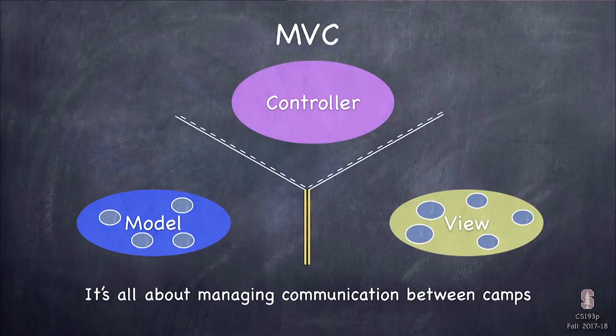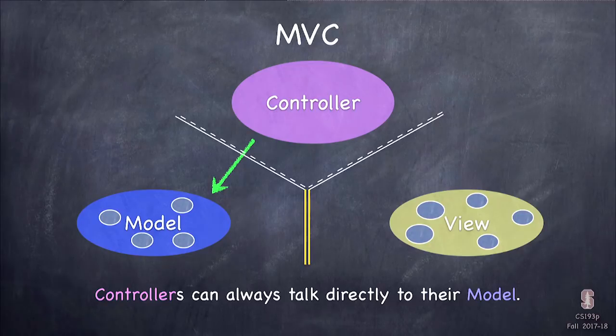Now, MVC is really all about managing the communication between these camps, right? You put the objects in these camps and they have to kind of obey certain rules when they talk to each other. So I've drawn road signs up here. You see the little road signs that are kind of approximating what kind of communication is allowed between the various camps. And let's look at it all in detail.